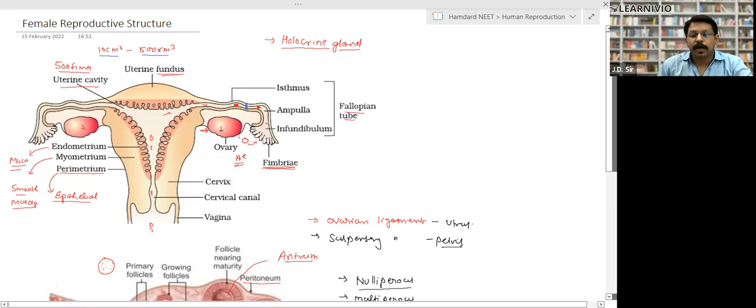Actually, the fallopian tube has some cilia, or hair-like structures. These hair-like structures give movement to the ova. The ova reaches the ampulla, then reaches the isthmus. And at the point between the ampulla and isthmus, exactly at this point, the fusion of sperm and ova takes place. The part where the uterine cavity opens is called the cervix. This part is called the cervical canal, and this part is called the vagina.